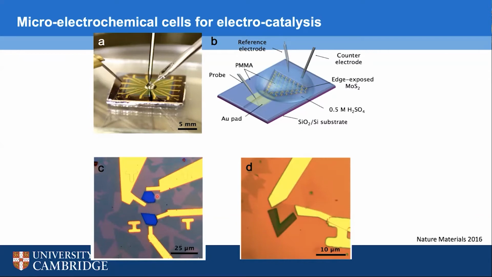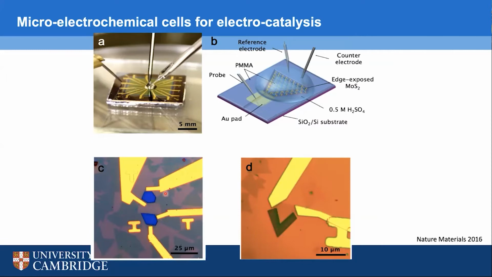So in this case, what we've done is we've exposed the basal plane of MoS2. The edges are completely covered. They don't participate in the catalytic activity. In this device, we've covered the entire basal plane and only exposed the edges of the MoS2. So now we can probe the activity just from the edges or just from the basal plane.